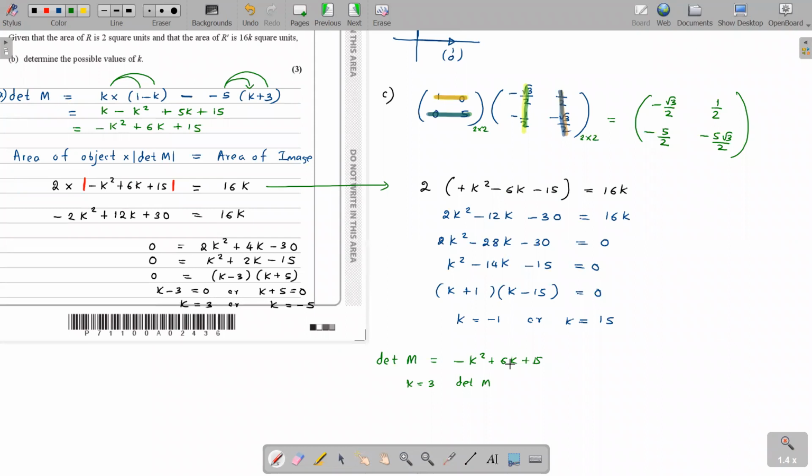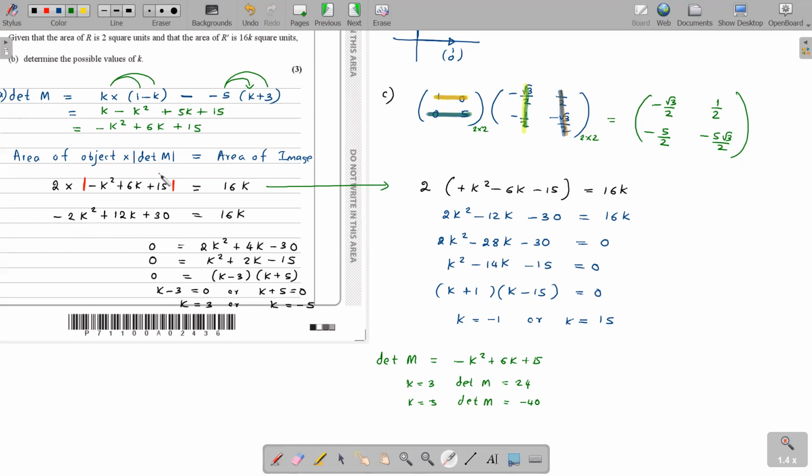When k is 3, it becomes det m is 24, positive. And then when k is minus 5, we get det m is minus 40, right? Can you see? Actually, it's fine. You can give all your answers. You don't need to check the determinant whether it's positive or negative because we basically consider the modulus of it.